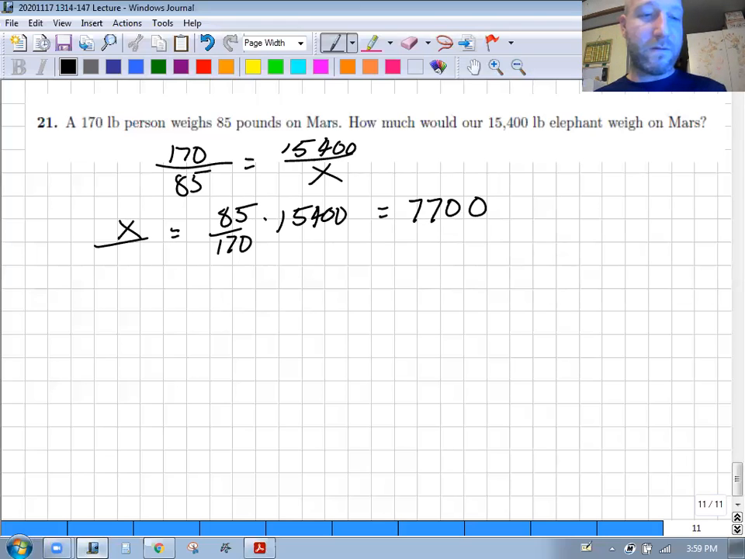Right. Hold on a second. Pounds. So Mars isn't as big as Earth, right? Because stuff weighs less on Mars. That doesn't make sense. I thought Mars was bigger than Earth by a lot. I guess not. The red planet.